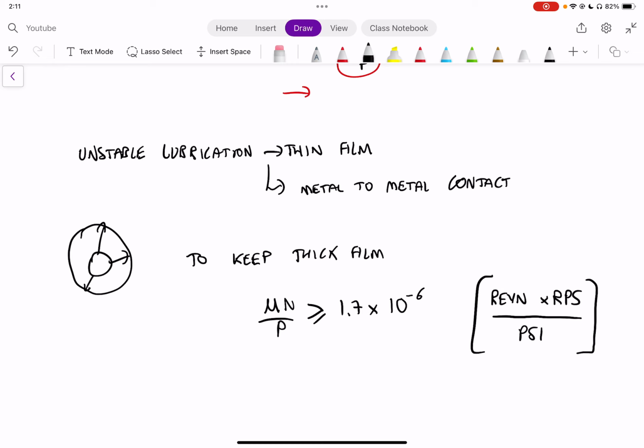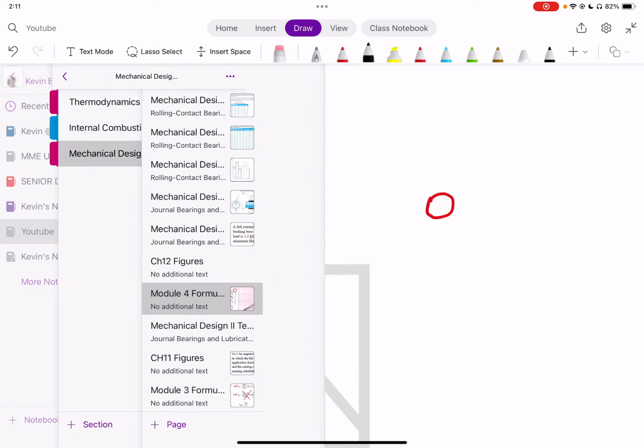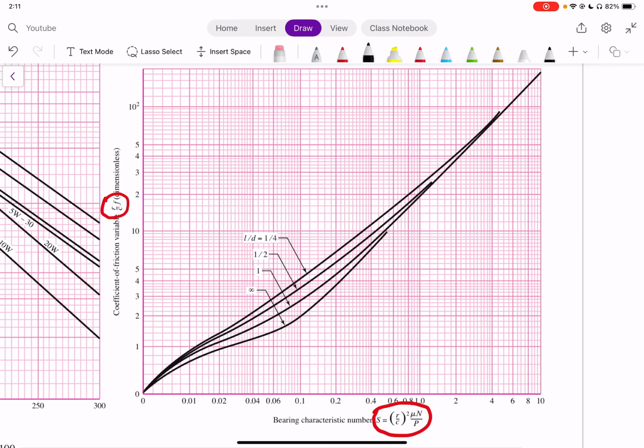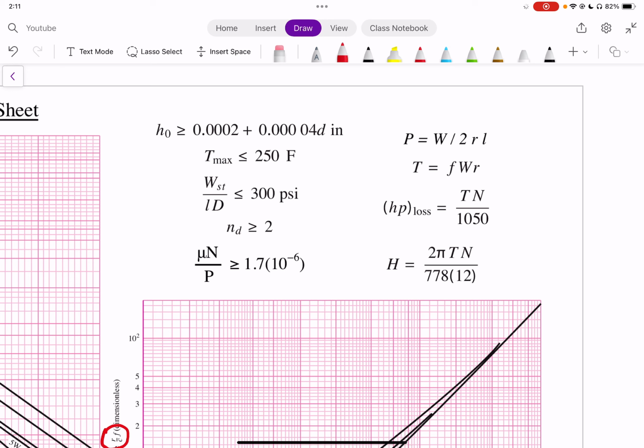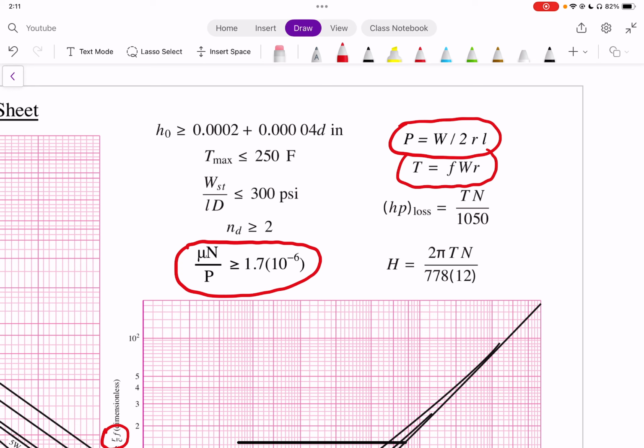You'll see in your formula sheet for module 4, at the top, you have some equations, and one of them is mu n over p equal to 1.7 times 10 to the minus 6. So we have that term. We also have that P is equal to W over 2RL, which we've talked about already. We have that torque is equal to FWR. We've talked about that as well. The other terms we haven't talked about yet, but we'll talk about them as we do some example problems.